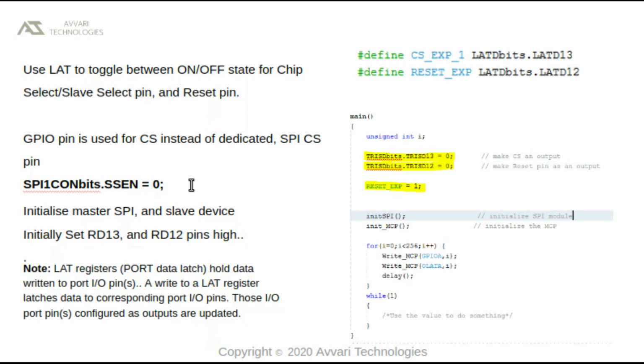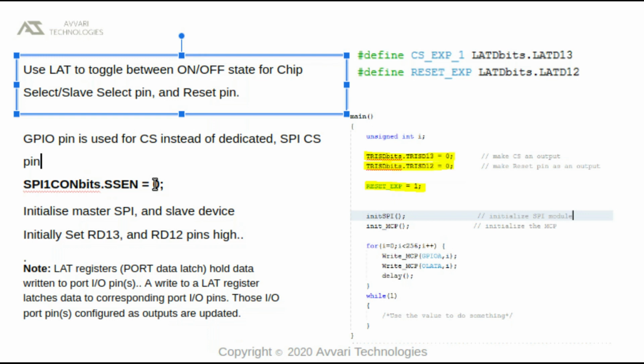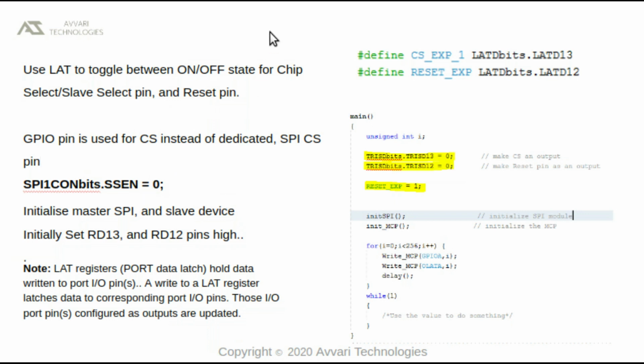As I mentioned earlier, a GPIO pin is used for chip select. We are not using the dedicated SPI chip select provided by Microchip. Instead, we are using some other GPIO pin for chip select. In order to configure that, we need to set the control bit of SPI1. Since I am using the SPI1 part of the controller, I am using SPI1CONbits.MSSEN, and we made it 0.